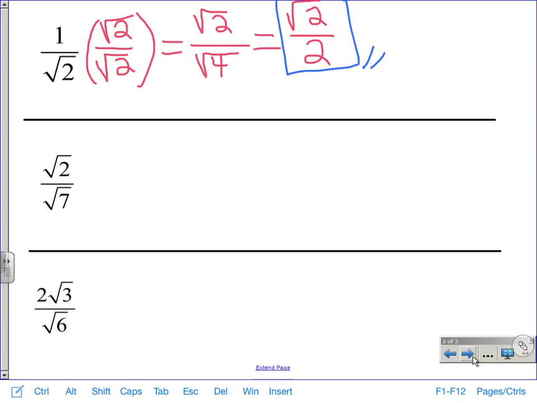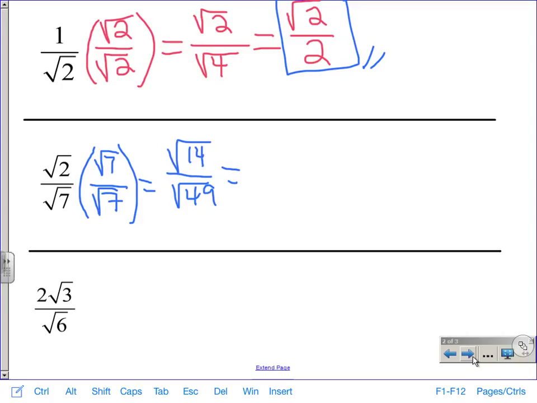In the second example, I see that I have radical 7 in the denominator. So what I want to do is multiply both the numerator and denominator by radical 7. So this time I'm just going to go ahead and put radical 7 in the numerator and radical 7 in the denominator. I'll multiply across the top and I'll get radical 14. And then I'll multiply my bottom. Radical 7 times radical 7 is radical 49.